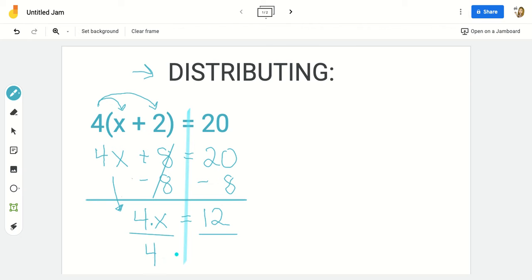Whatever you do to one side, you have to do to the other. And we divide by 4 because 4x divided by 4 is 1x, and 1x is the same thing as x. 12 divided by 4 is 3. We get a solution of x equals 3, which means when you plug 3 into our original equation, you will get a true statement, or a statement that makes sense.